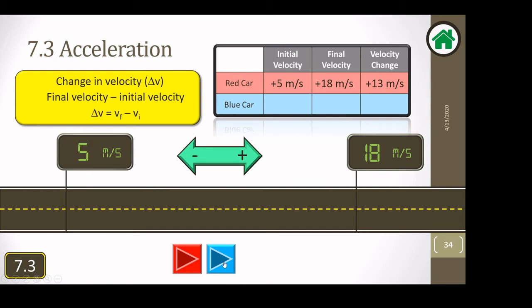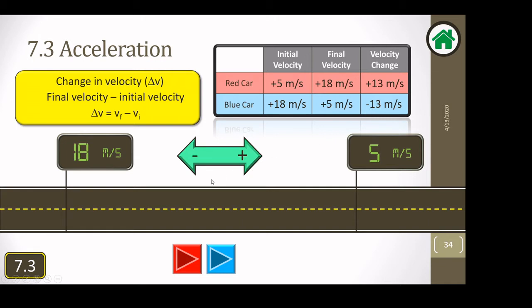Now let's look at a blue car. The blue car passes this marker at 18 meters per second, but slows down to 5 meters per second as it passes the second marker. So its initial velocity is positive 18, and its final velocity is positive 5. To find the change in velocity, or delta V, we take positive 5 minus positive 18. Since 18 is bigger than 5, this is going to wind up with a negative number. The blue car's velocity change is negative 13 meters per second.